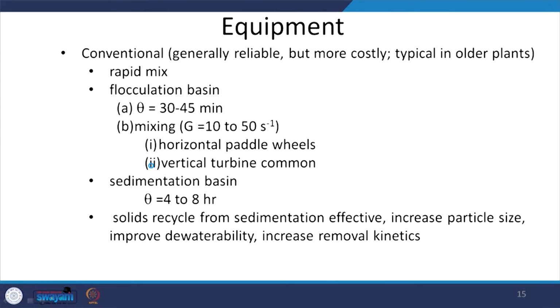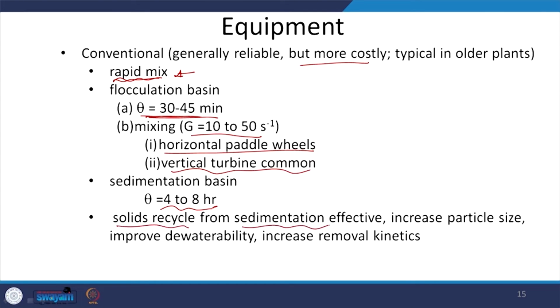So, let us look at the equipment. Conventional, which is reliable but typically more costly; we looked at it in the context of the sedimentation basins with respect to wastewater and even water treatment. So, what do we have? We have a rapid mix initially. You want to mix the relevant coagulant pretty well, and then you have a flocculation basin where you have relatively gentle mixing for a longer time compared to the coagulation basin or the rapid mix basin. And we looked at horizontal paddle wheels or vertical turbines as common options. And then we have the sedimentation basin, where obviously we need to give much more time for the relevant particles to settle down.